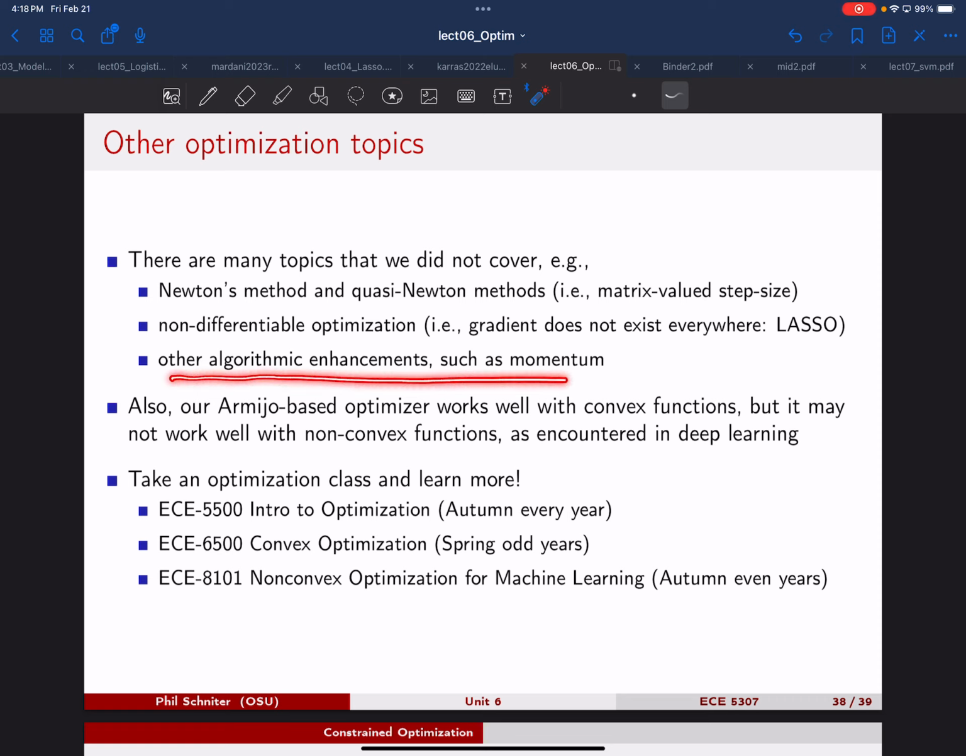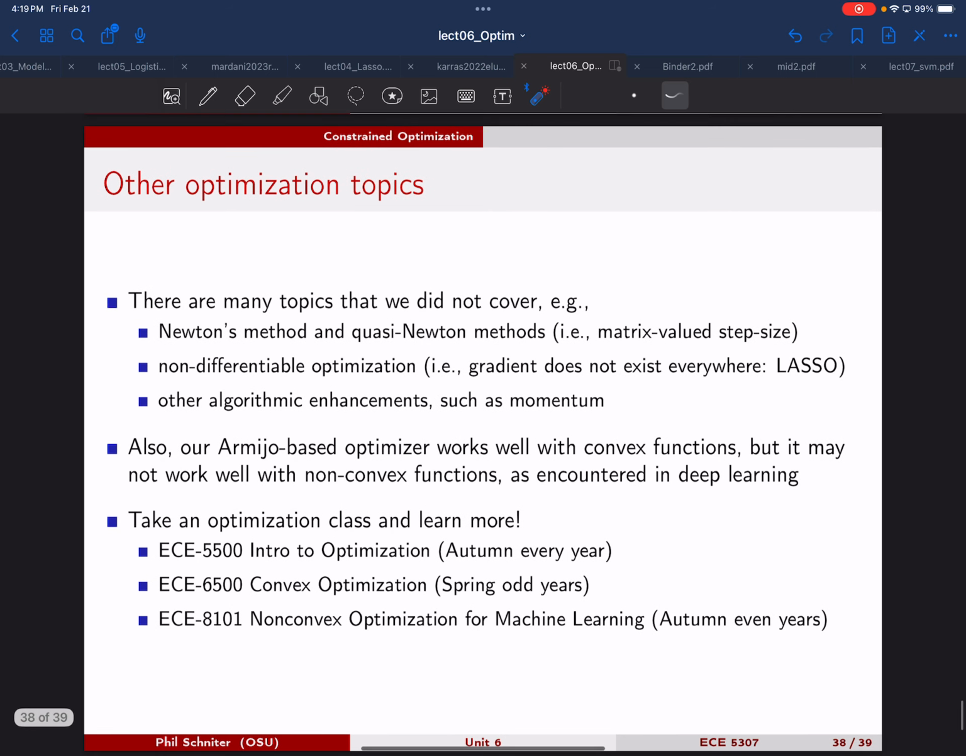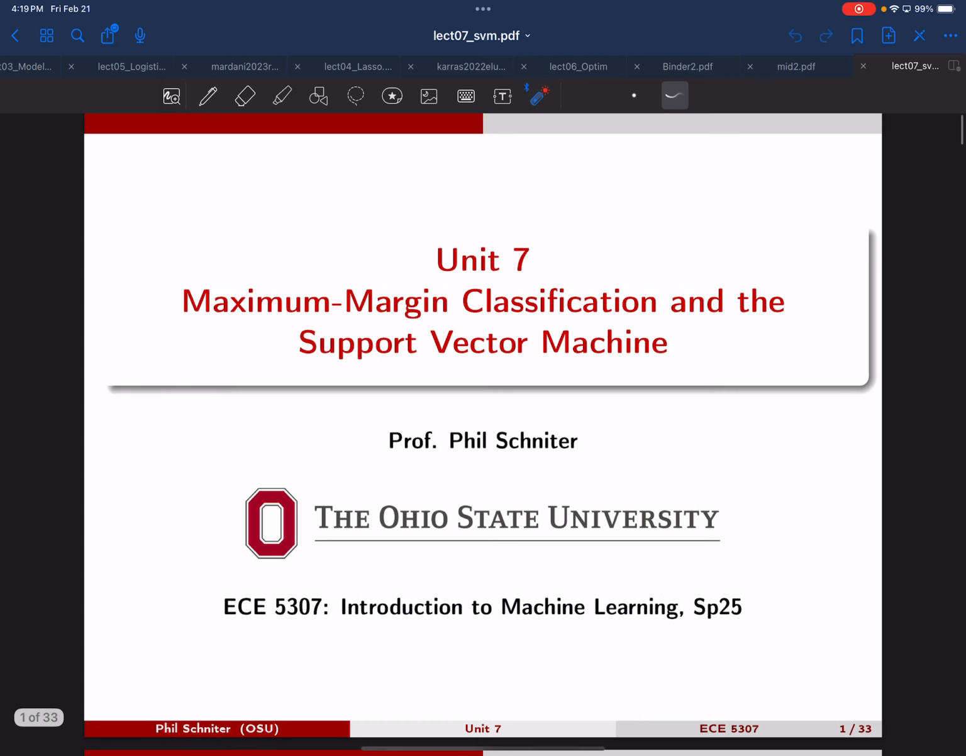And then in terms of machine learning algorithms, we talked about gradient descent, we talked about Armijo. When we come to neural networks, I'll tell you a little bit more about some other options. But there definitely are many other options beyond gradient descent, things you can do to enhance gradient descent, such as adding momentum and so on. So there's a lot that we didn't talk about. We just talked about some basic stuff. So that's what I wanted to say about optimization. Any questions on anything? Okay, great. So in that case, let's move on to the next unit.